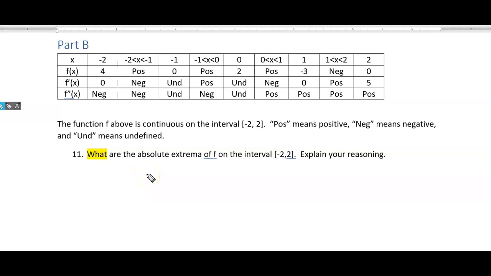So for number 11, we're looking for the absolute extrema. So we're looking for the greatest and smallest y values. It'll be a little bit easier than part A's was, I believe.